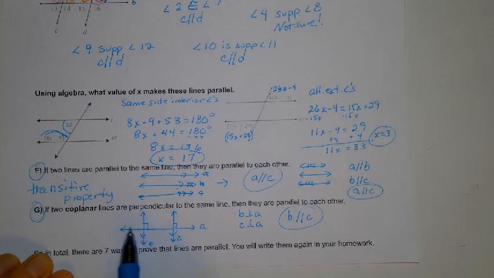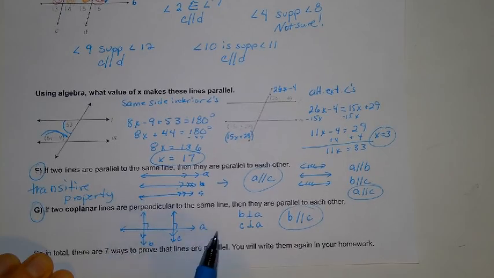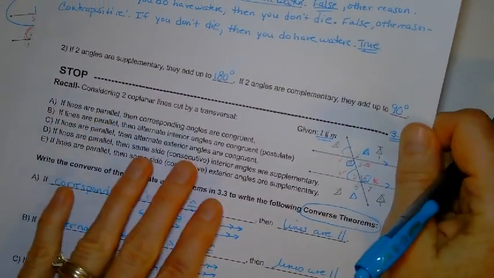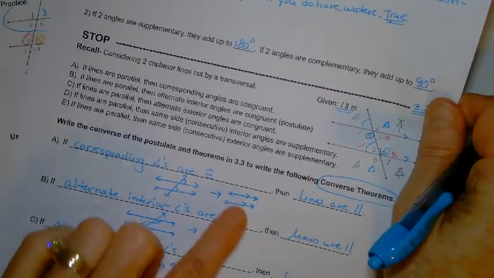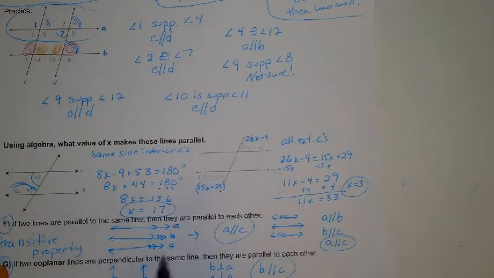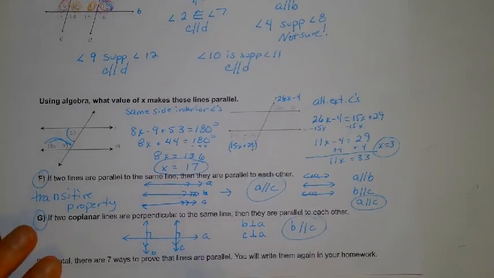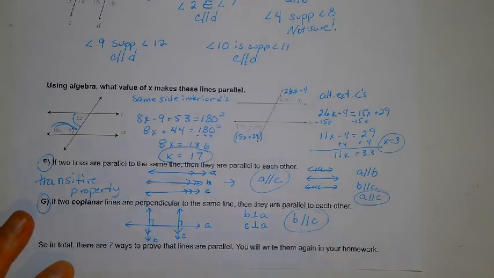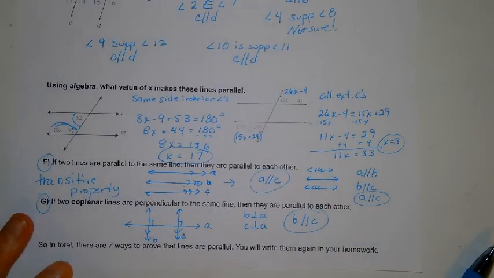So that is 7 ways to show that lines are parallel to each other. The converses of the theorems that we practiced all through chapter 3 will prove that lines are parallel, all 5 of those. And then also the transitive property with parallel lines and 2 lines perpendicular to the same line. Okay, so there are 7 ways. You will write them again in your homework to try to get them into your brain and to fully understand the original theorems and postulate and the converses are true when you're dealing with these parallel lines. Okay, I'll see you soon.